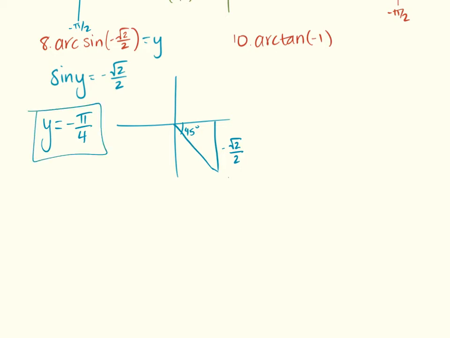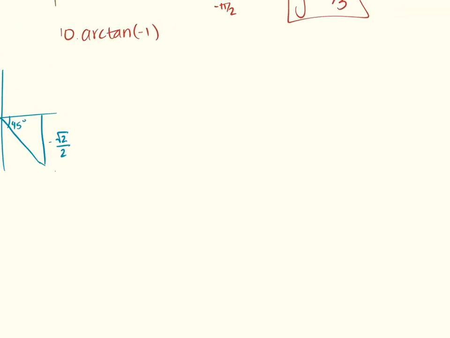Okay, let's look at another one. For 10, we have arctangent of negative 1. So again, I'm going to set this equal to y. I get tangent of y must be equal to negative 1. So this is where sine and cosine are the same. Tangent is positive in quadrant 1, negative in quadrant 4.